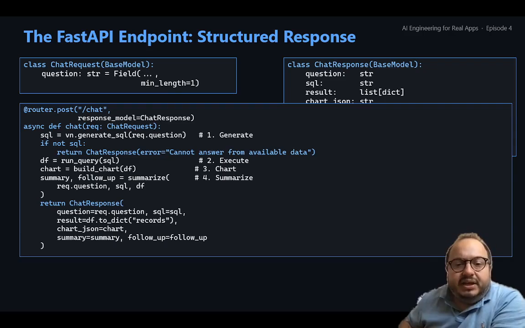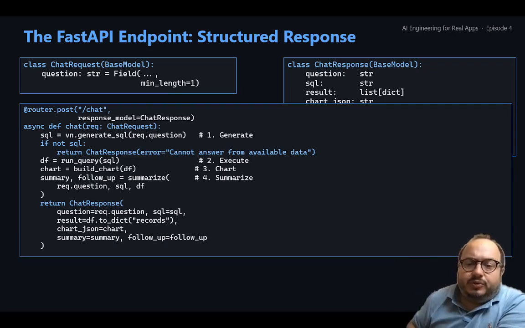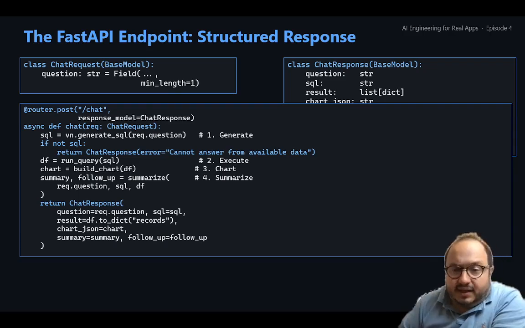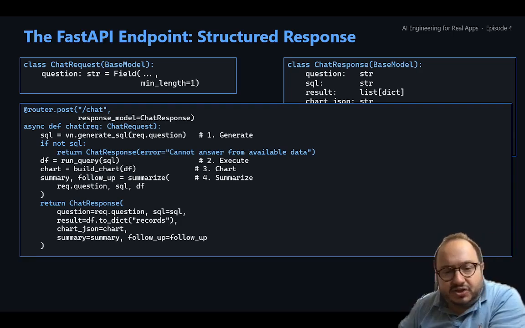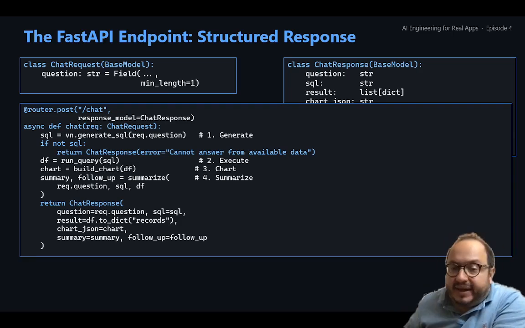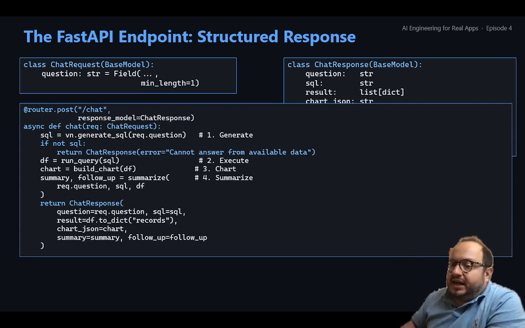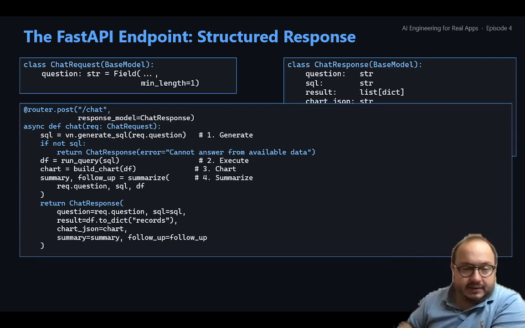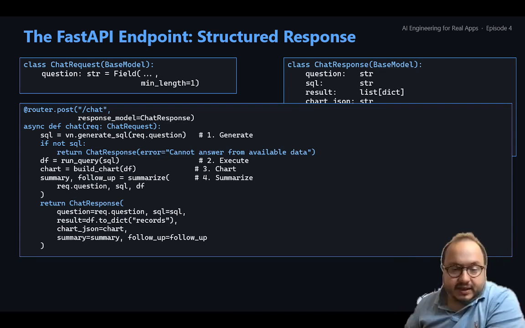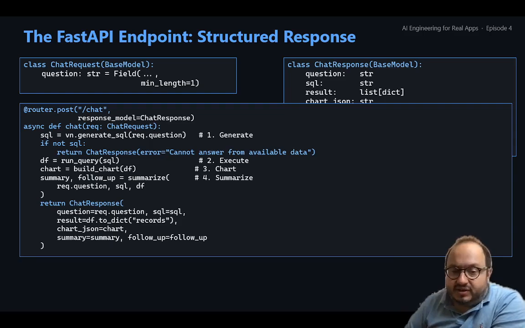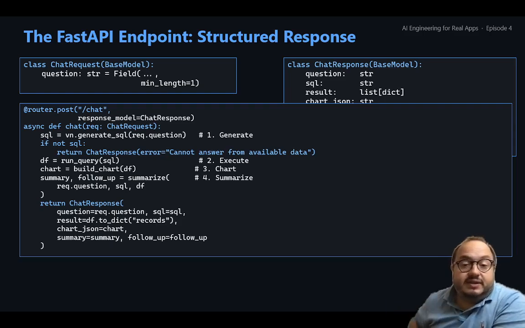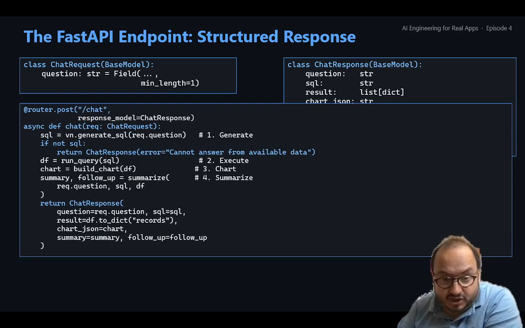Step 3. Build the chart. We pass the data frame to Plotly and generate a chart JSON. The chart type, bar, line, scatter, is selected heuristically based on the shape of the result. Time series data gets a line chart, but categorical data gets a bar chart. Step 4. Call Claude for the summary. Pass the question, the SQL and a truncated sample of the result rows. Claude returns a 2 or 3 sentence summary and a follow-up question as a suggestion.